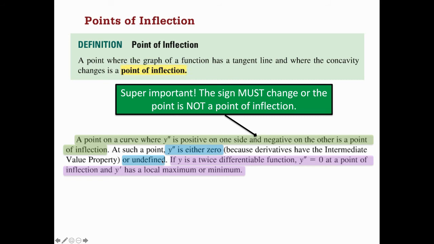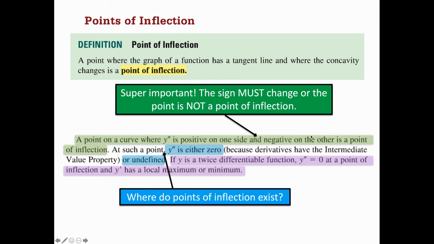But remember, don't assume it's automatically a point of inflection. You must have a change in sign. If there's no change in sign, it is not a point of inflection. But Stevenson, how does it change sign? It doesn't matter. What matters is that there's a change in sign of the second derivative. That means the point you're looking at is in fact a point of inflection. So remember, where do points of inflection exist? Where are the candidates? When the second derivative is either 0 or undefined.